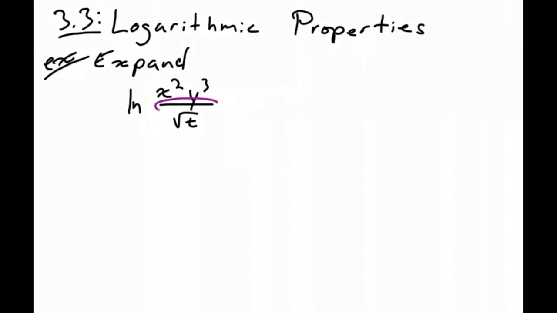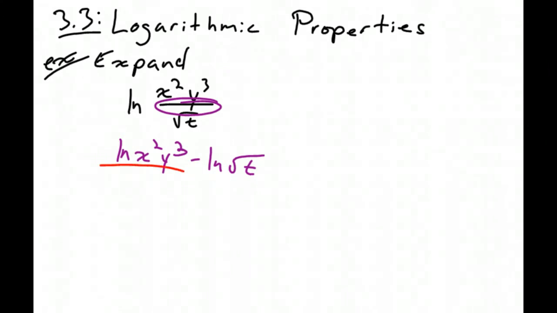Okay, first thing I notice is we have this big negative, or this big division sign. This big division sign kind of looks like a minus sign. So I can say this is ln of the top, y cubed, minus natural log of what's on bottom. Okay? Then over here, that's the product rule, because I have something times something on the inside. So I can say this is ln of x squared plus ln y cubed minus natural log absolute value t.